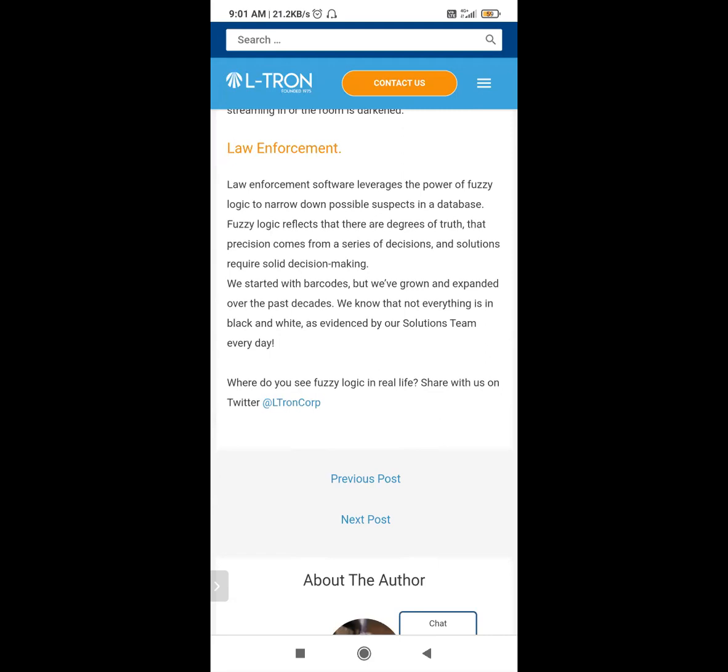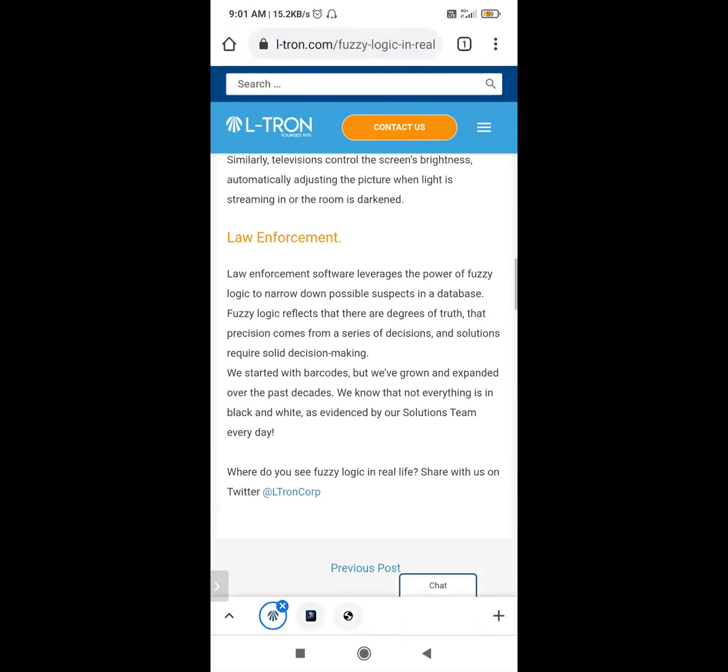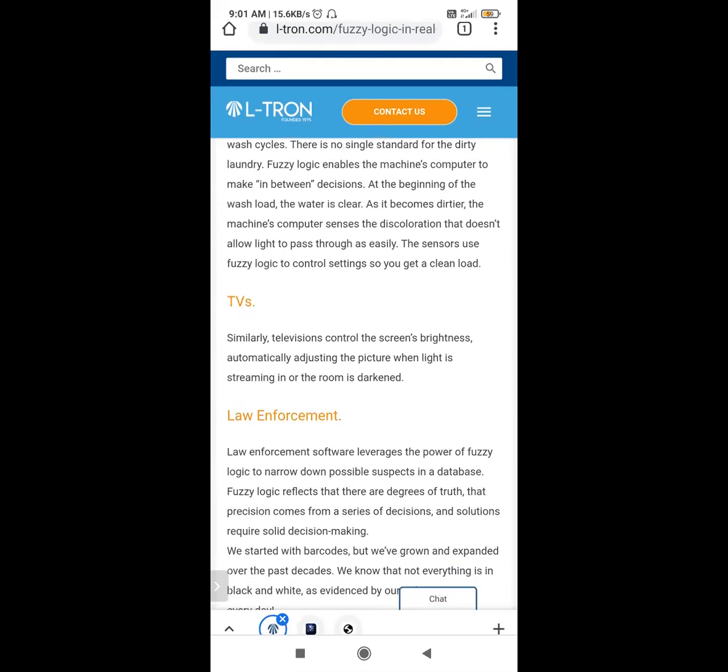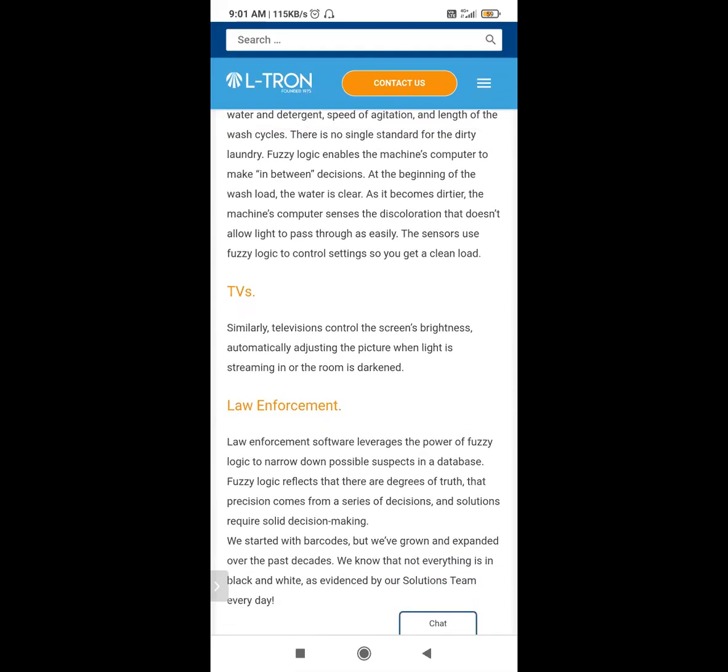Okay, right. So we started with barcodes, but we have grown and expanded over the past decades. Initially it was started with barcodes. So this is regarding some of the examples where fuzzy logic is used.